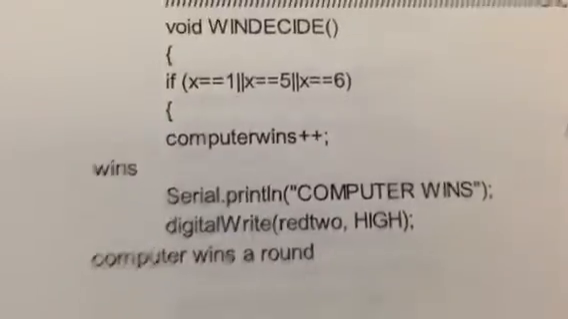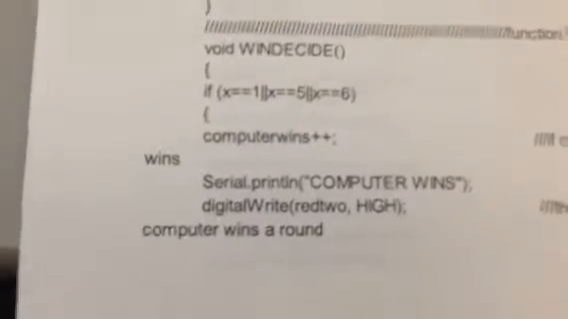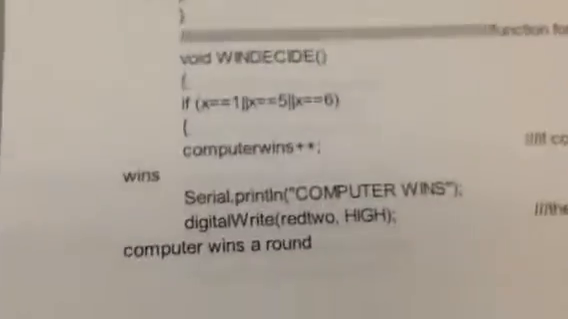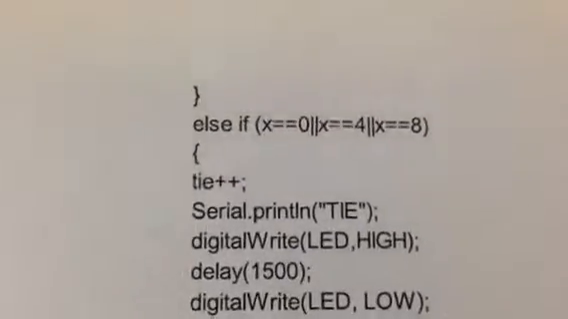Here is how we decide who wins. The player choice is added to the computer choice, and that's how we decide the winner. If X is 1, 5, or 6, our computer wins. If X is 2, 3, or 7, then the player wins. And if X is 0, 4, or 8, then we have a tie. All these digital writes are different patterns for our LEDs signifying a win, a tie, or a loss.